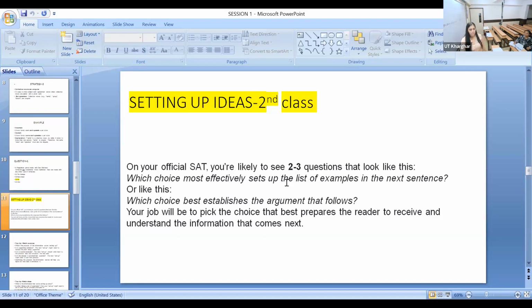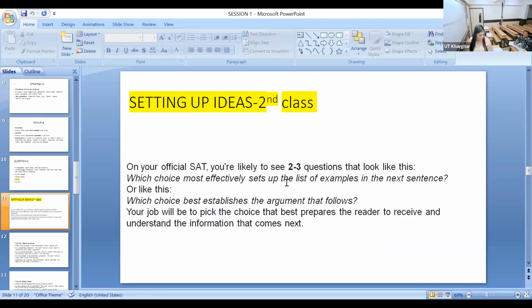Over here you can see in our official SAT exam you will be getting somewhere around 2 to 3 questions like this. Your job is to pick a choice. For example, there are 4 options given. Pick the right choice, which gives you the right information about the particular text. If this is a pronoun, this technically goes hand in hand.